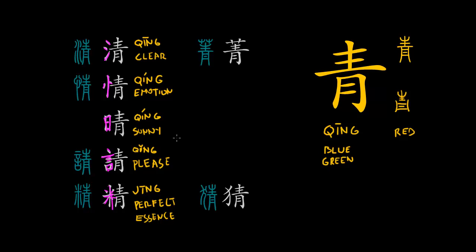Chinese food, and one of the meanings of Qing is also alcohol, and rice was used to make alcohol as well. So that might be the reason for the presence of rice in this character. Jing, you can find it in words like 精神, which means spirit.